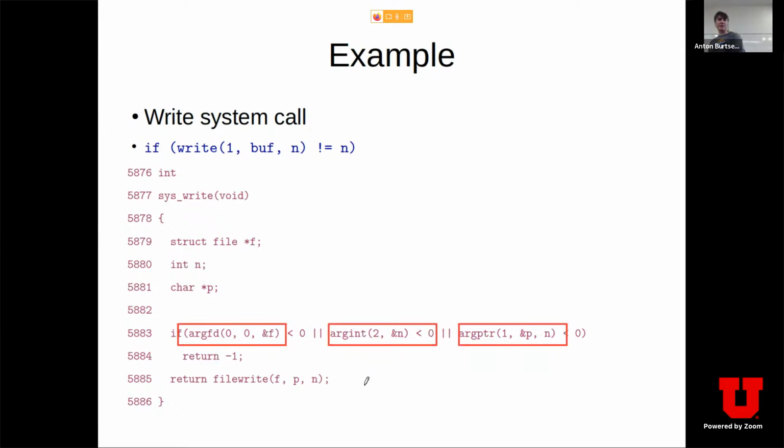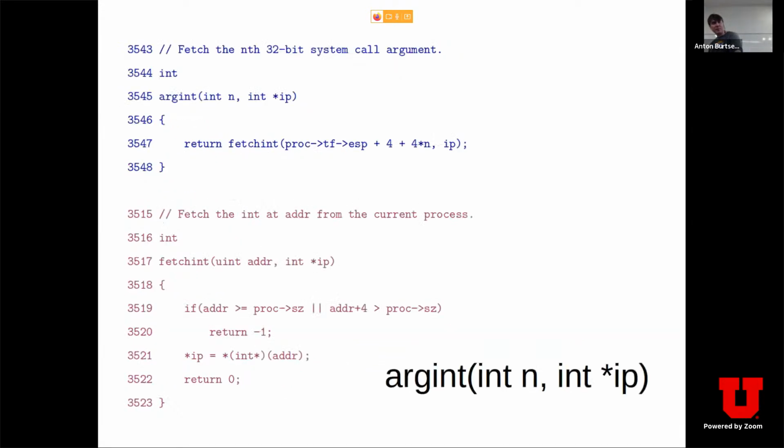Let's take a look at those functions, right? So first, if you say fetch the nth argument as an integer, we'll generate a fetch function, right? And fetch reads the memory of the user, right?